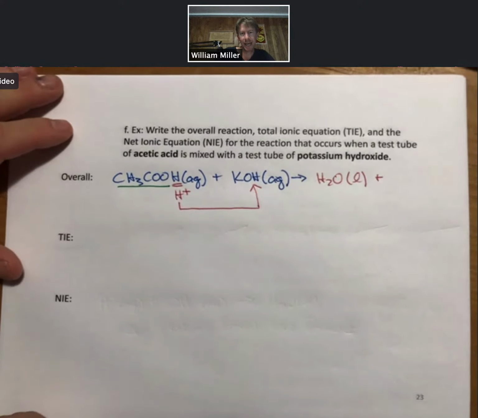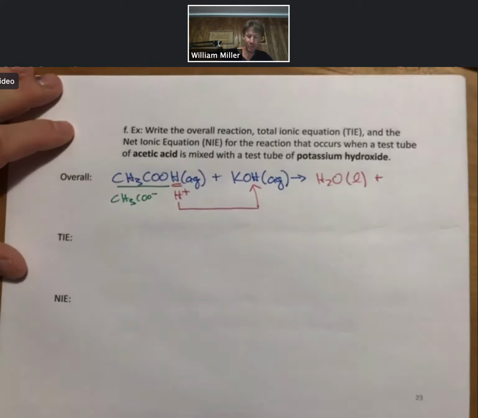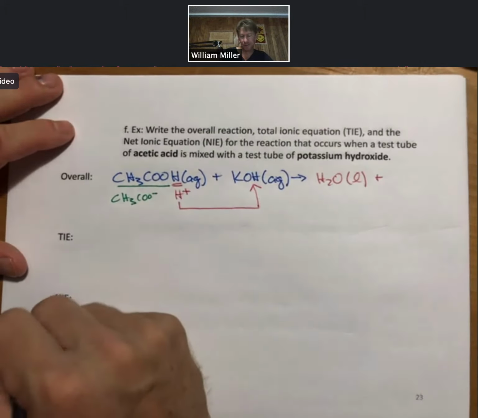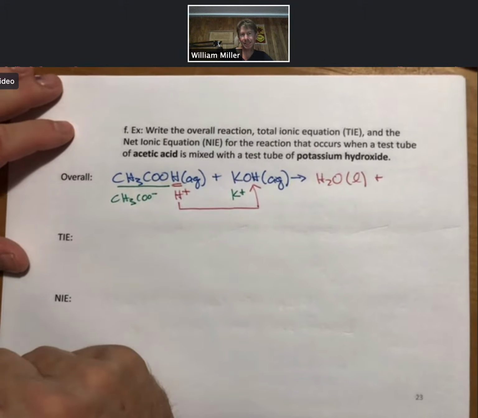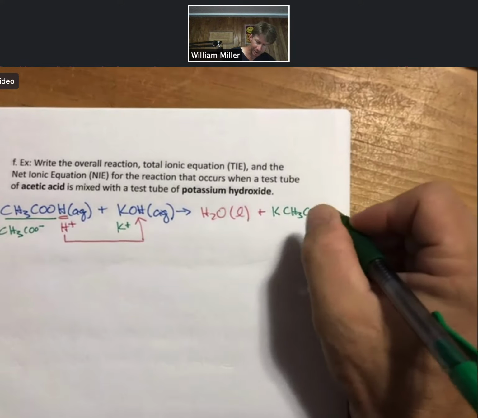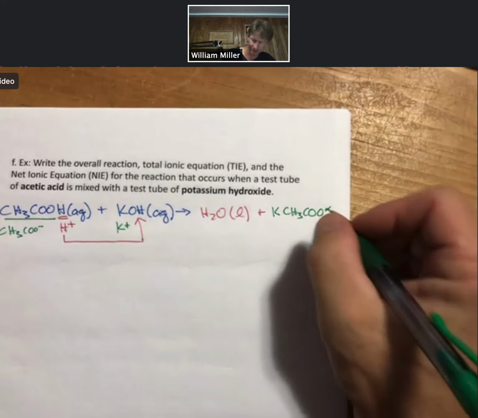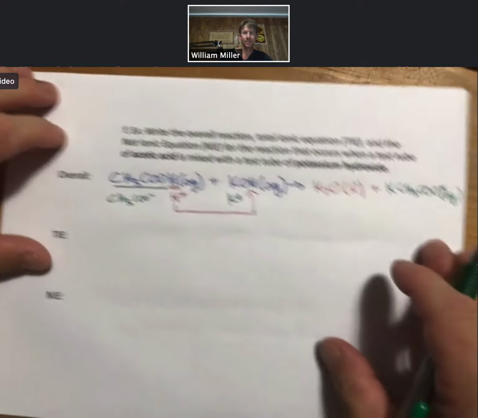CH3COO is the acetate ion. It is negatively charged, as we would expect, positive and negative. K plus, we get potassium acetate. Oop, no charge there. I apologize. That's not a charge there. I crossed it out. And anything with potassium is soluble.